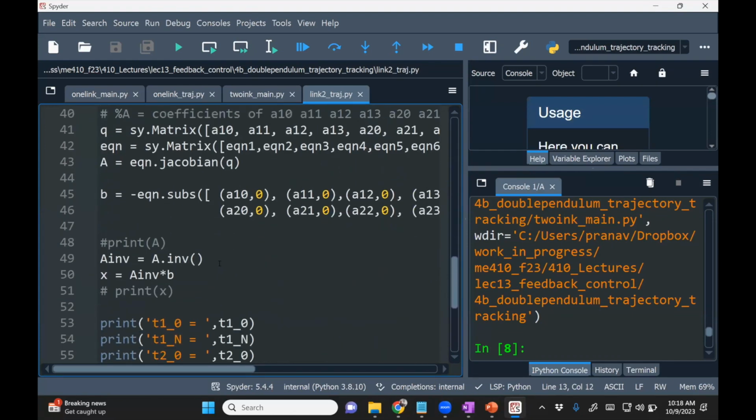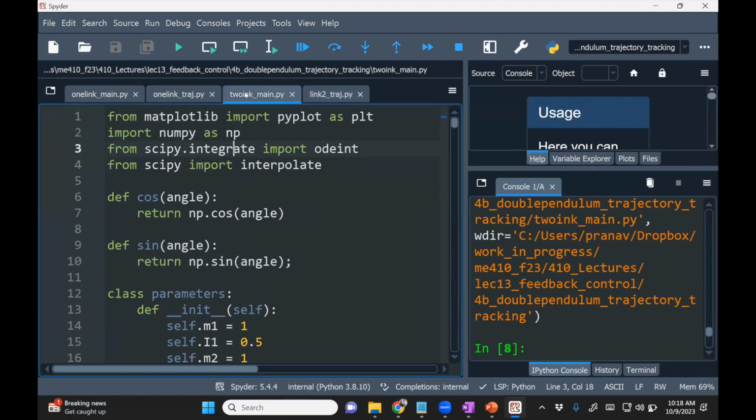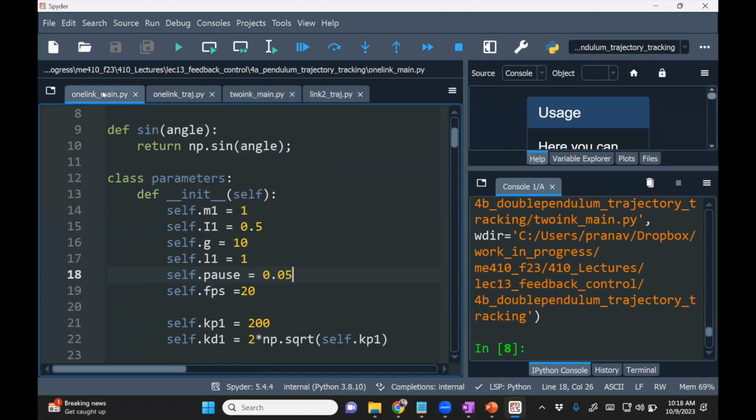So everything again is generated symbolically. Okay, so the output of this is copy pasted in the two-link main wherever I have the trajectory, and things go from there. This is more complex. I would say if you follow the one-link one, it's fairly straightforward to take it to two links.